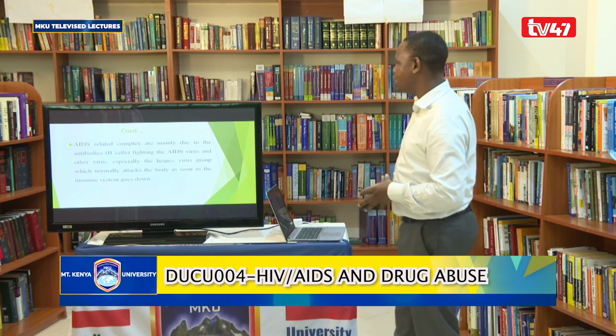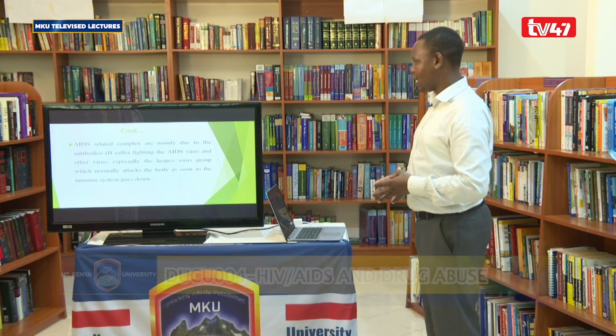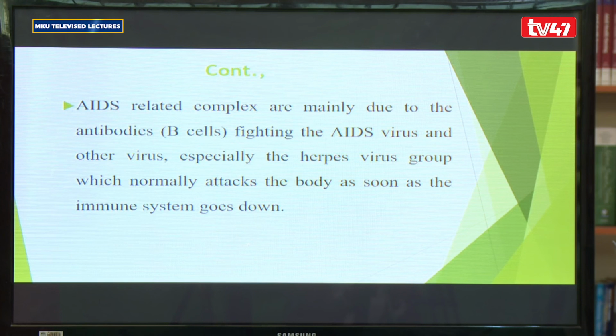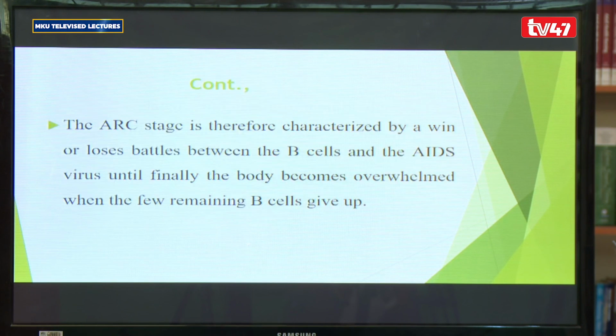AIDS-related complaints are mainly due to the antibodies. I talk about the B cells and the white blood cells fighting the AIDS virus and other viruses, especially the herpes virus group, which normally attack the body as soon as the immune system goes down. We have the B cells, and these are the antibodies. Also, the white blood cells are attacked by the HIV virus.